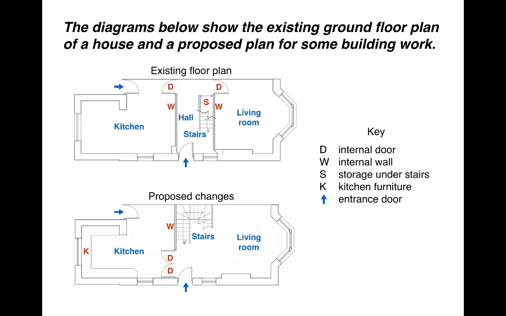So in paragraph 3, I'm going to compare maybe half of the elements that we can see. I'm going to start off by talking about the hall and the fact that it disappears. I'll mention that this wall disappears to make the living room a bigger space, and I'll mention that that has an effect on the stairs as well. And I'll save some of the other elements for paragraph 4. So back to paragraph 3 then, this is what I wrote.